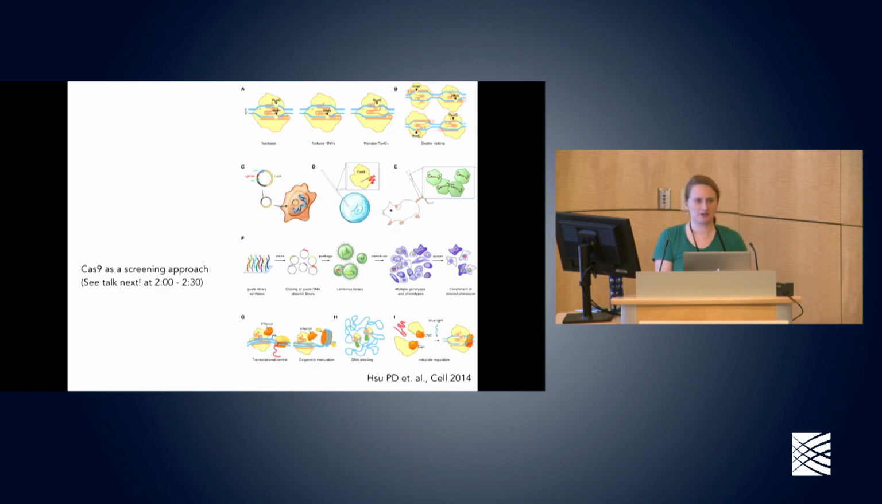Besides using CRISPR-Cas tools to create indels, to knock out a gene, or to do HDR, CRISPR-Cas tools can be used in many other ways. For example, a very common thing to do with CRISPR-Cas tools is to use them as a screening approach. The next talk is actually going to be on screening, so I will not elaborate further on that. CRISPR-Cas tools can also be used to control transcription, label DNA, and can also be inducibly utilized.